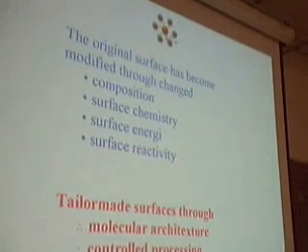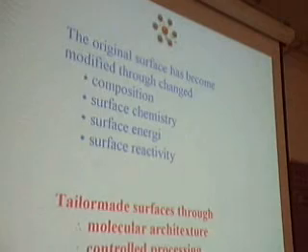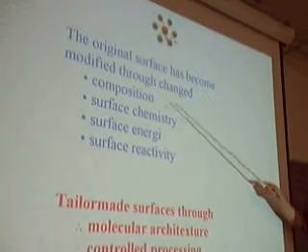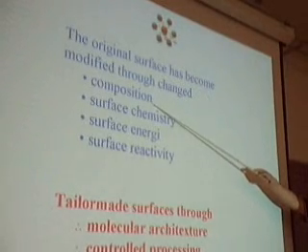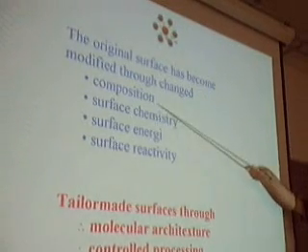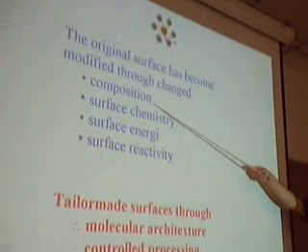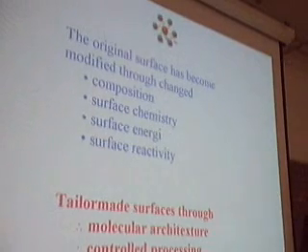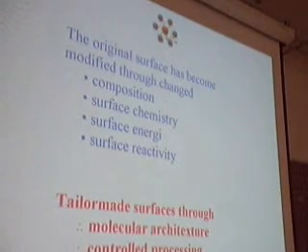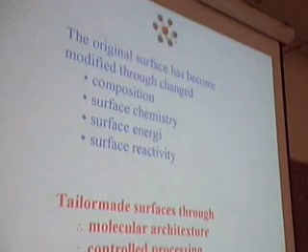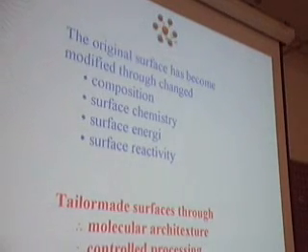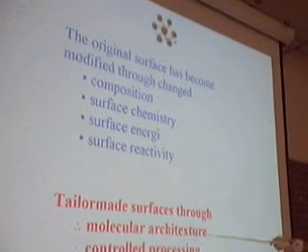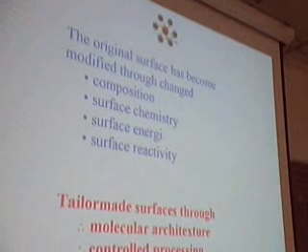So what do we have after deposition? We have an original surface that has become modified through changed composition. For example, in the previous case, we had first a gold substrate, now it's covered by lipids, so it's totally different by composition. Surface chemistry and energy have been changed, and obviously surface reactivity. I'll also get back to how we can quite exactly tune the reactivity. So what we have is that tailor-made surfaces can be made through molecular architecture and then also controlled processing.